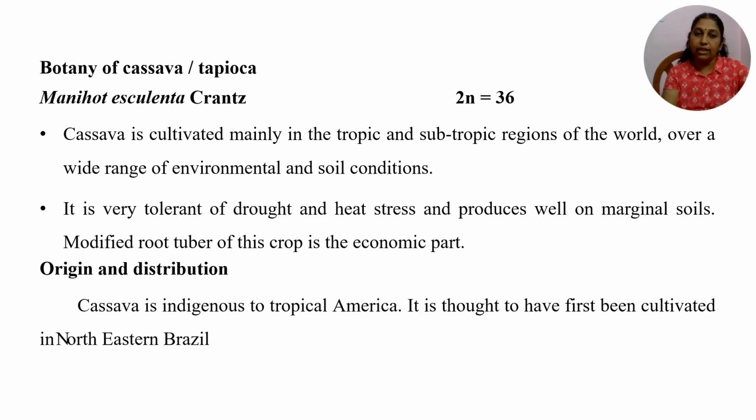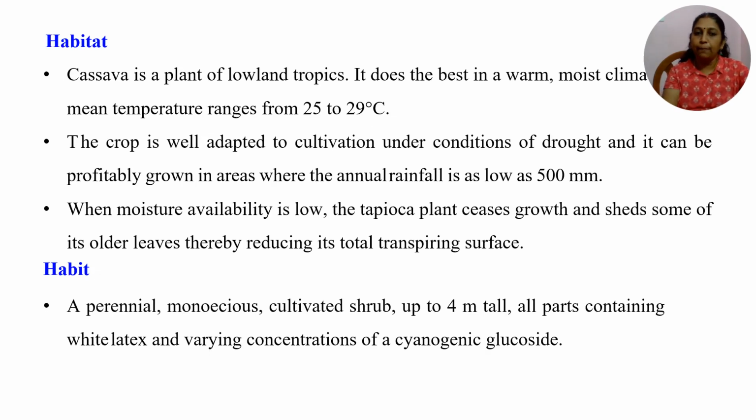It is mainly cultivated in tropical as well as subtropical regions of the world, and it can grow very well under varied soil and environmental conditions. It is highly tolerant to drought and high heat, and it produces well under less fertility or poor soils. The modified root tuber is the economic part of cassava. It is a native of the northeastern part of Brazil. The mean temperature requirement for cassava is 25 to 29 degrees centigrade, and it can be grown very well under drought and marginal soils.